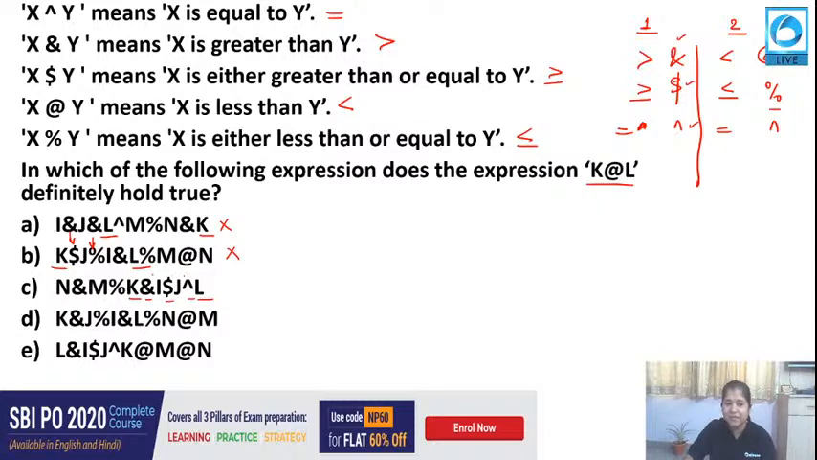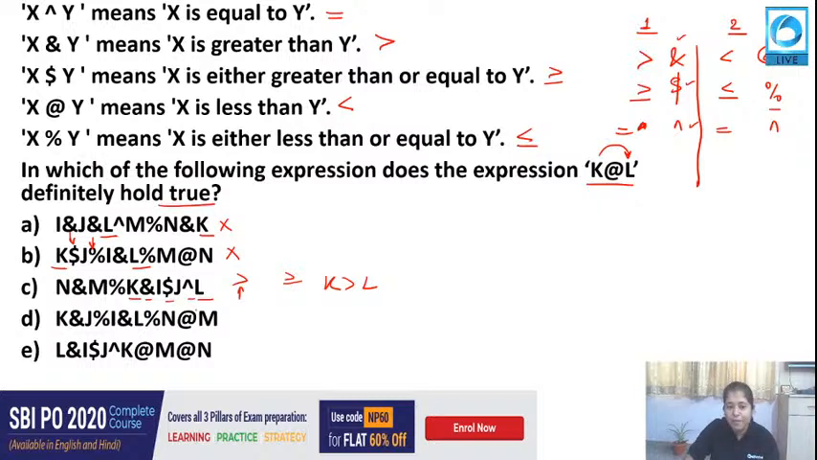Jaldi se dekhte hain iska matlab kya hai. Ampersand ka matlab greater than hai. This is your dollar, that is greater than equal to. So whenever you have a greater than sign, that gets a priority. So what will be the value here? K is greater than L. And what is the value that we require here is at the rate, that is your less than. So yes, you can see we will get the definite relationship, but it is definitely false. This is not definitely true.